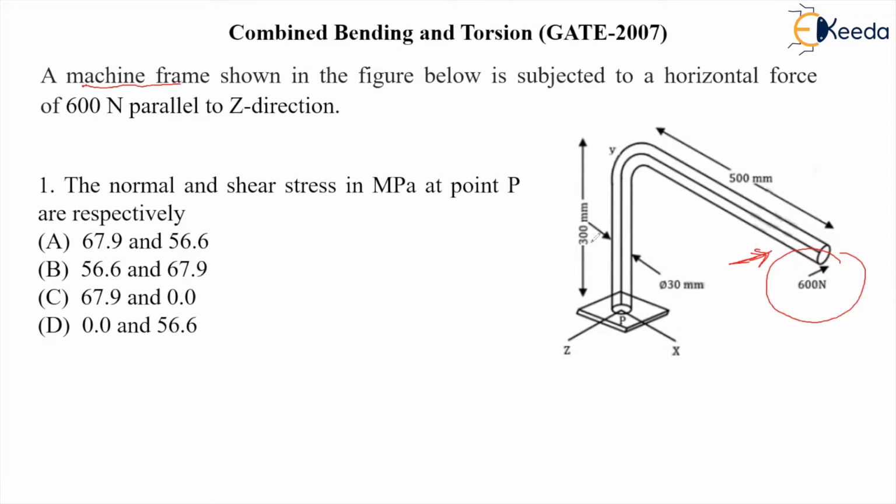So we have to find out the normal and shear stress at point P. This is the point where we have to find out the normal and shear stress. We have to find this for this structure where a horizontal force of 600 Newton is applied. So this is the first part of this question.